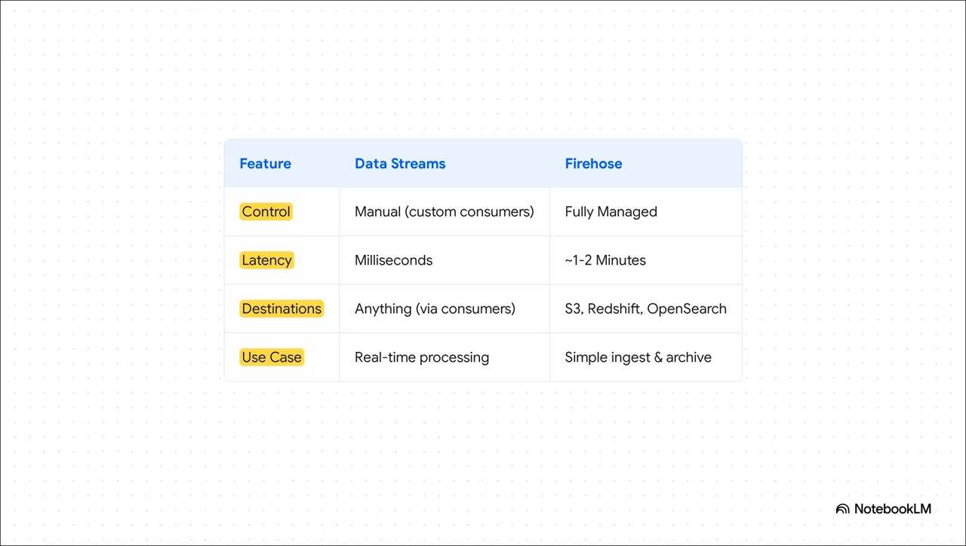For control, do you want to be hands-on with manual control, or do you want it fully managed for you? For latency, do you need answers in milliseconds, or a couple of minutes totally fine? And for destinations, do you need to send data pretty much anywhere with custom code, or are you just headed to standard AWS services? Your answers to these questions will point you straight to either Data Streams for that real-time processing or Firehose for simple ingestion.